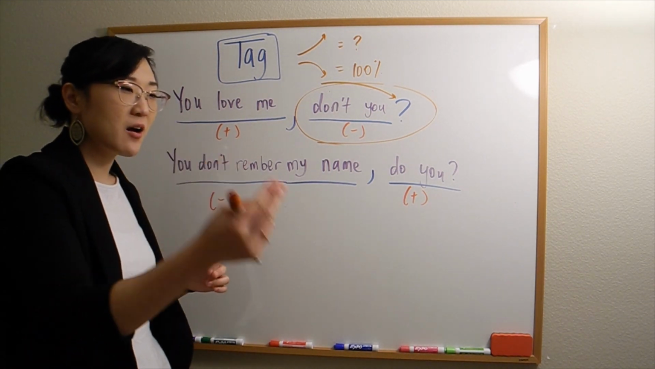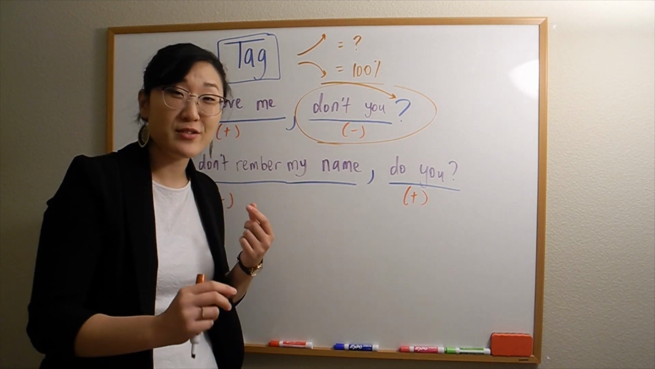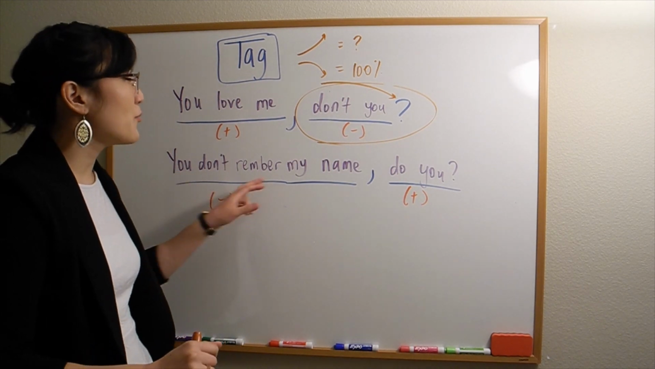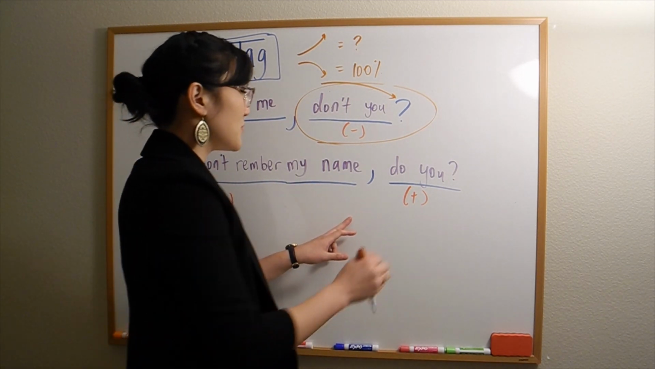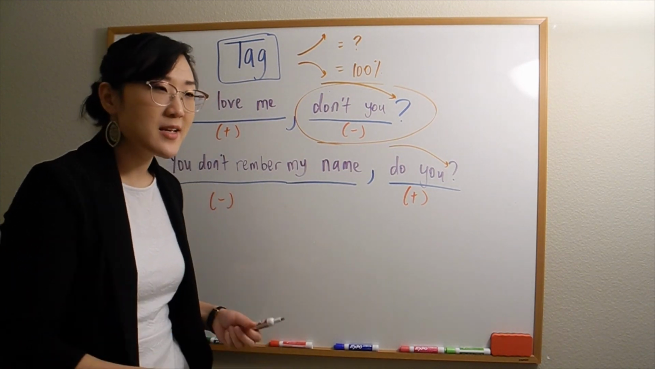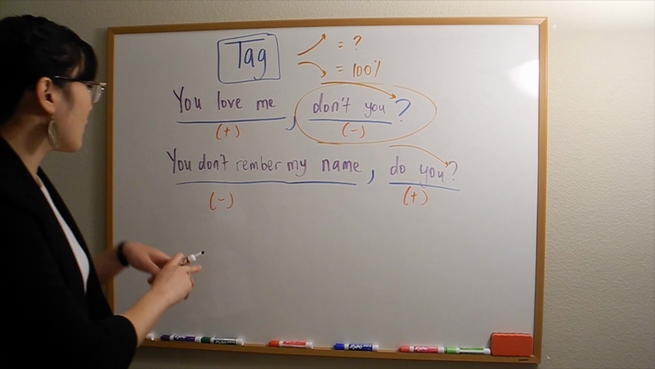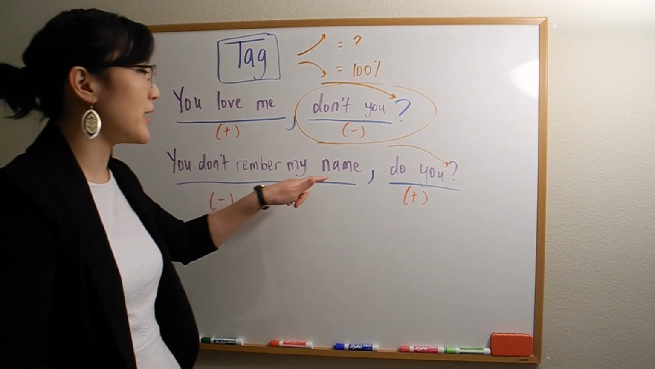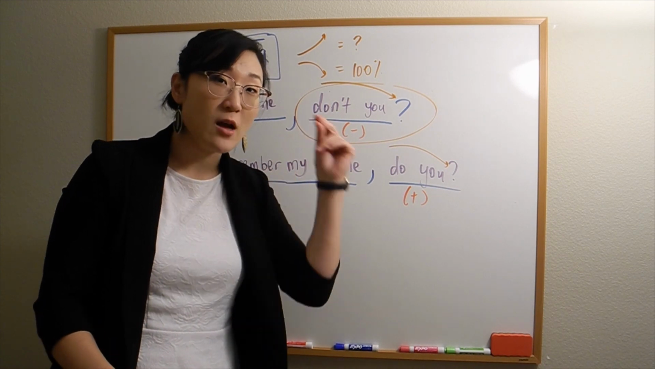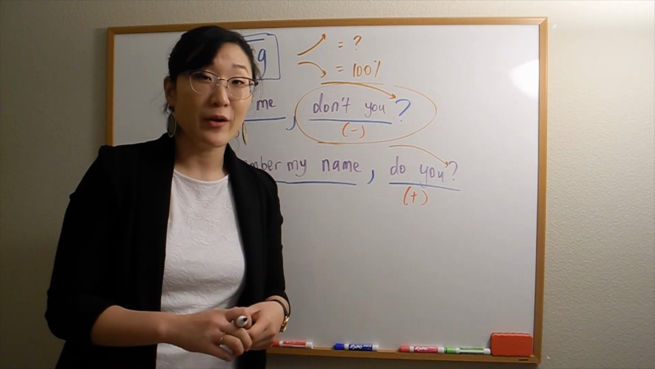I tried to talk to a man and he looks confused, right? And I tell him, you don't remember my name, do you? Right? So the man says, hi. So then I say, oh, you don't remember my name, do you? Because I am looking at his face and I know 100% he does not remember my name, right?